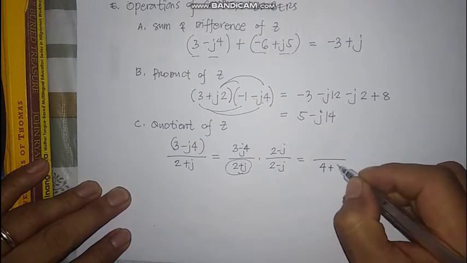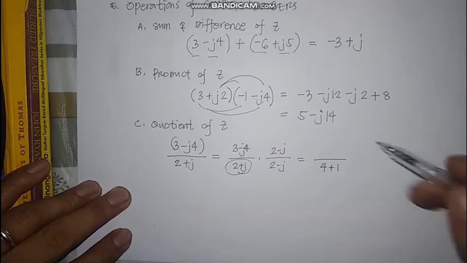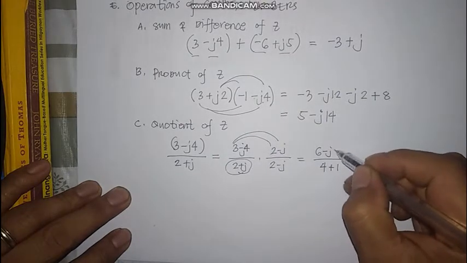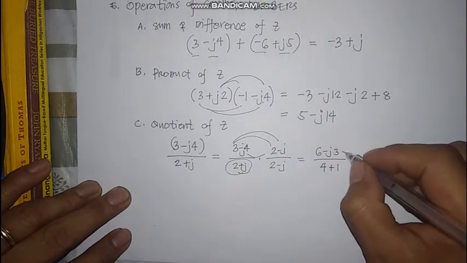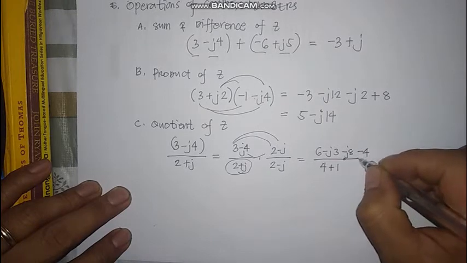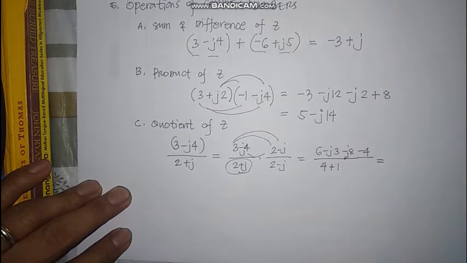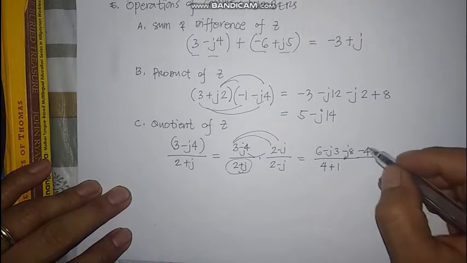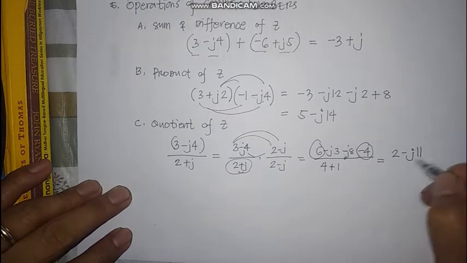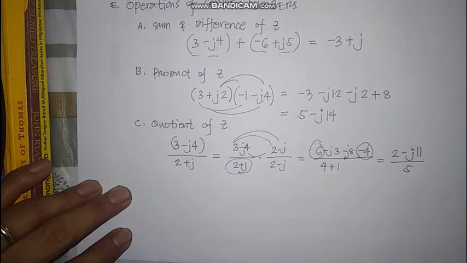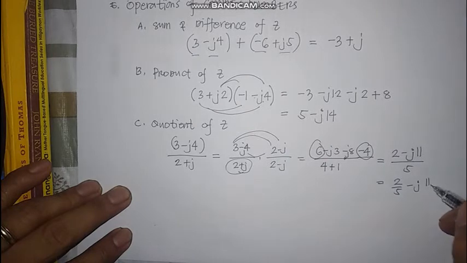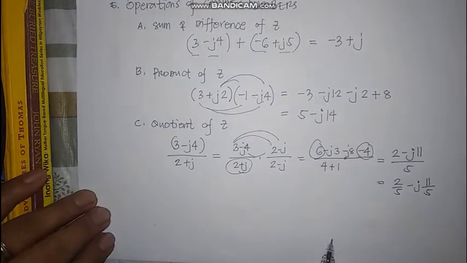So if we multiply the denominator, that's 2 plus j multiplied by 2 minus j, the result will be 4 plus 1. For the numerator, that is 6 minus j3 minus 8j, and minus j4 multiplied by minus j, that becomes minus 4. Now you combine all the real values in your numerator, that becomes 2, and all the imaginary values, that becomes minus j11, all over 5. So you can write that as 2 over 5 minus j11 over 5. That's how you write your complex number.